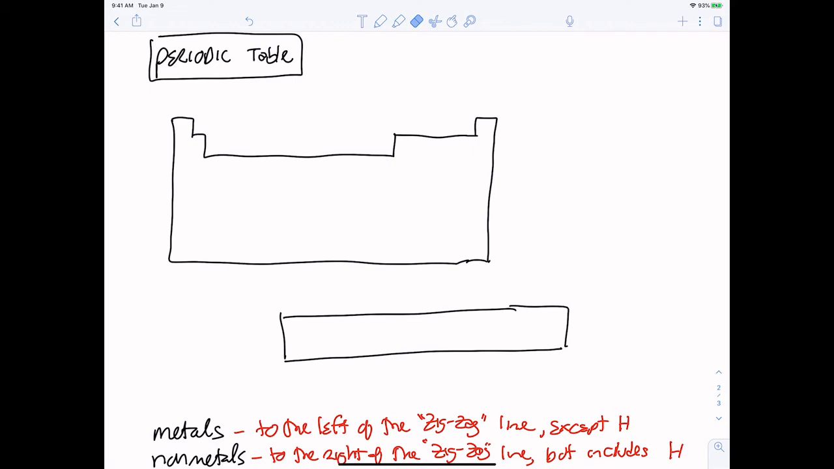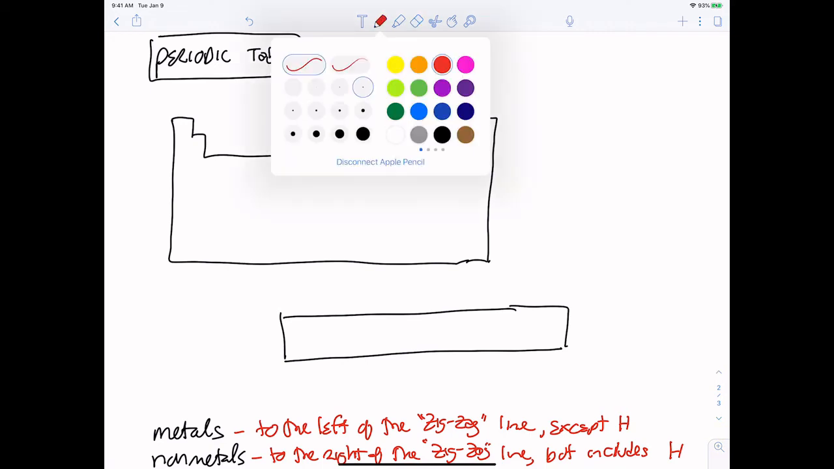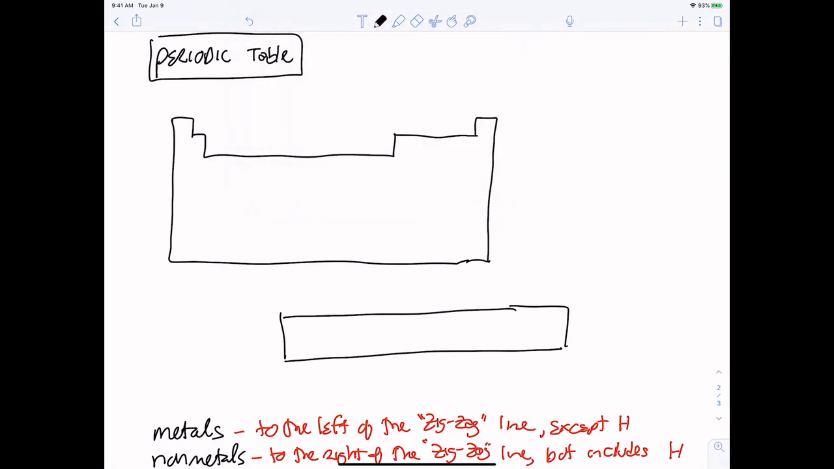So what are our horizontal rows called? Right? If I was to look at these guys, there's actually 2 in there. It's pretty messy. Okay, so this isn't to scale at all. What are these rows called?